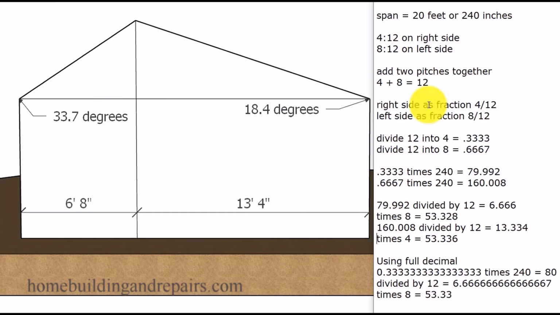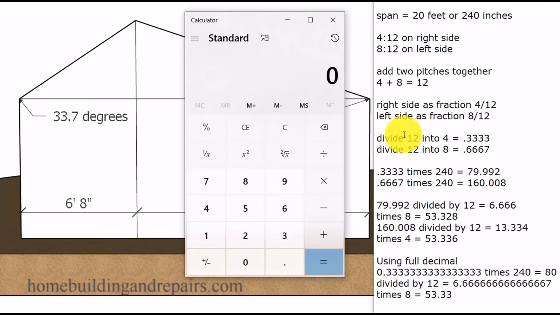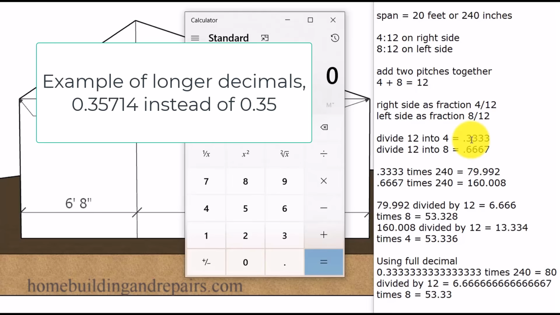So let's go ahead and take the first numbers, the vertical rise of both roof pitches, and add them together. For example, if you have a 4 and 12 and an 8 and 12 pitch, add the 4 and the 8 together to get 12. Next up, we're going to convert to decimals. Divide each original vertical rise by the combined total from step 1, using longer decimal yields for more accurate final results.